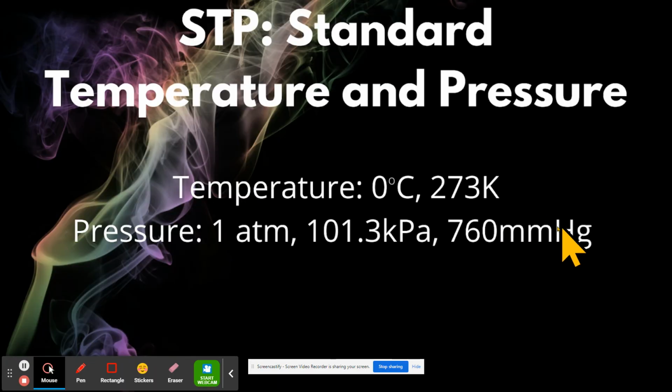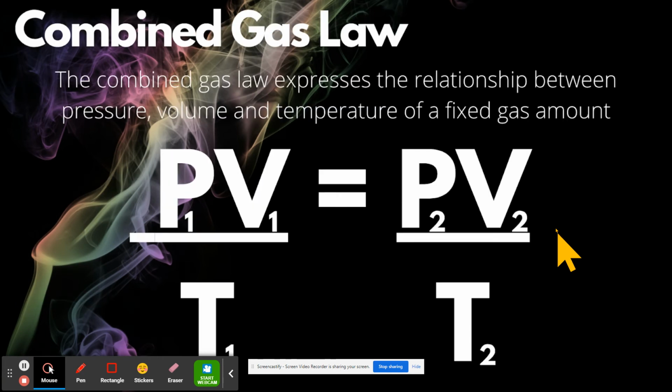If we put this all together, it forms this equation right here. This is called the combined gas law. This is P1 multiplied by V1 divided by T1 is equal to P2 multiplied by V2 divided by T2. It's called the combined gas law because we just combined all three variables together to look at the relationship between pressure, volume, and temperature. So this is our equation right here.